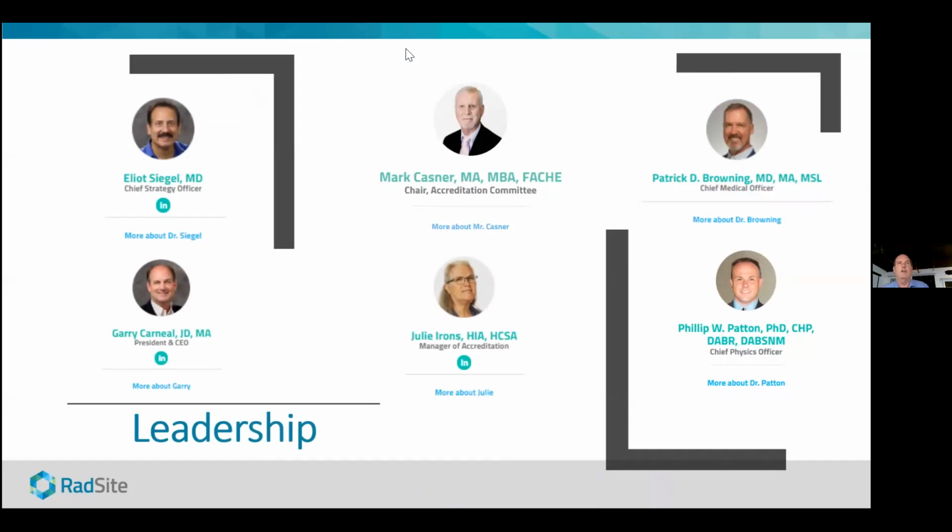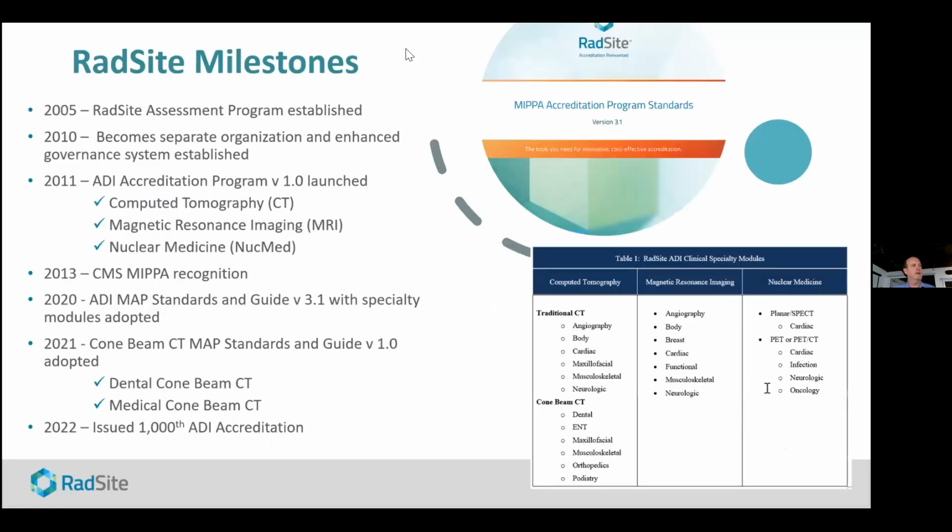RadSite is a volunteer-based accreditation organization. We have a pretty dynamic leadership, as you can see on the screen, including Dr. Siegel and myself. In addition, we are run by a system of committees: we have a standards committee for the traditional advanced diagnostic imaging, we have a standards committee for cone beam CT, and then we have an accreditation committee. So it's really this collective knowledge base that helps us succeed. The committees are made up of a variety of different stakeholders from the healthcare industry, which gives us a multi-dimensional perspective on things.